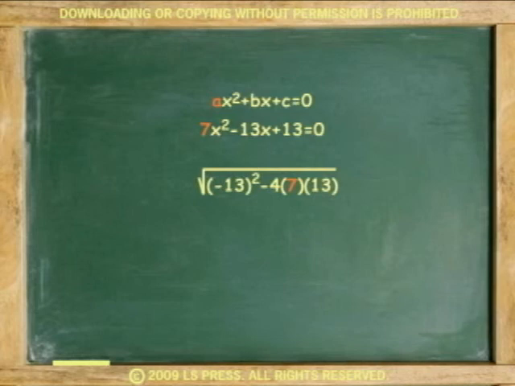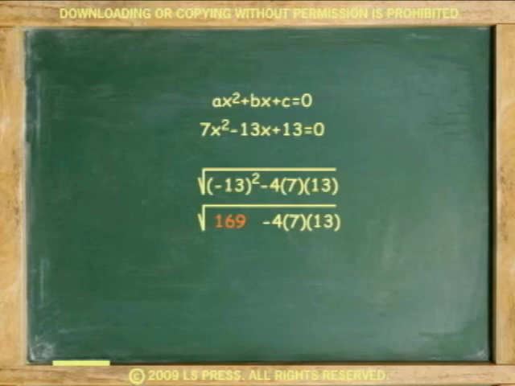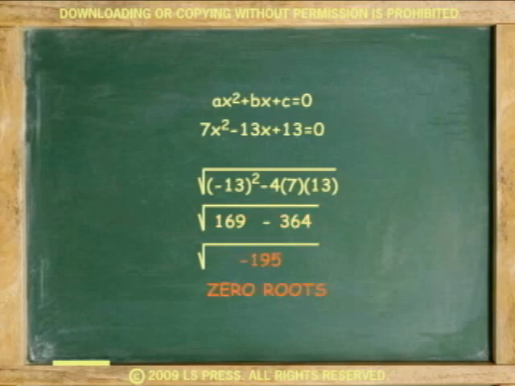For example, A equals 7. B equals negative 13. C equals 13. Using the discriminant, 169 minus 4 times 7 times 13. 4 times 7 times 13 equals 364. 169 minus 364 yields a negative answer. If the radical is negative, no real roots.